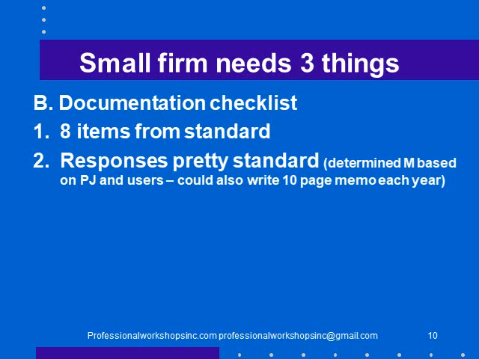Second thing a small firm needs is a documentation checklist. There are eight items in the standards. Pretty simple. The responses are pretty standard. One of the things you are to document is how you determined the basis for materiality.